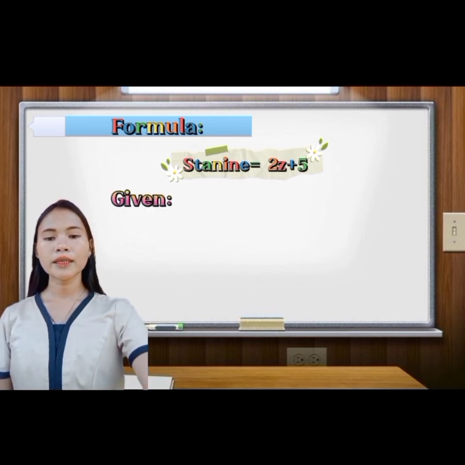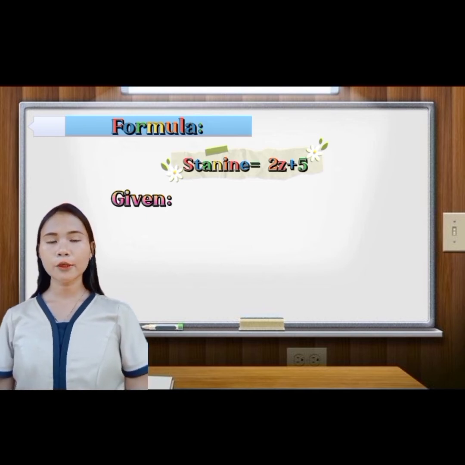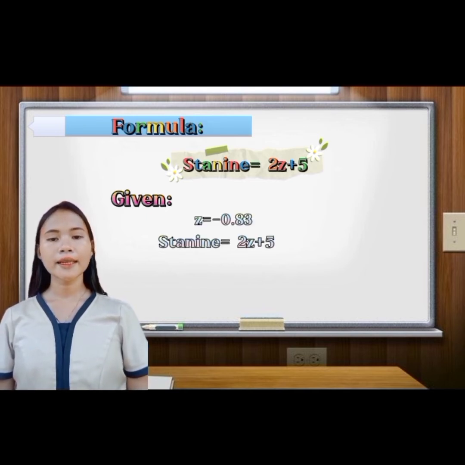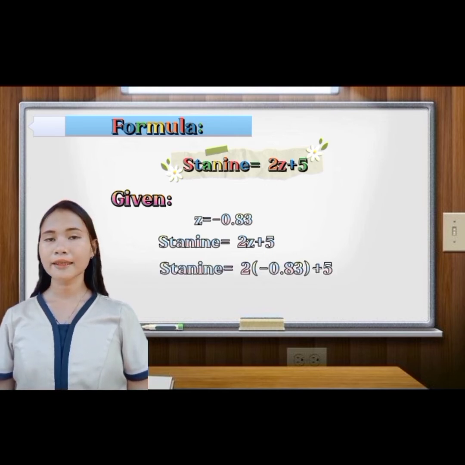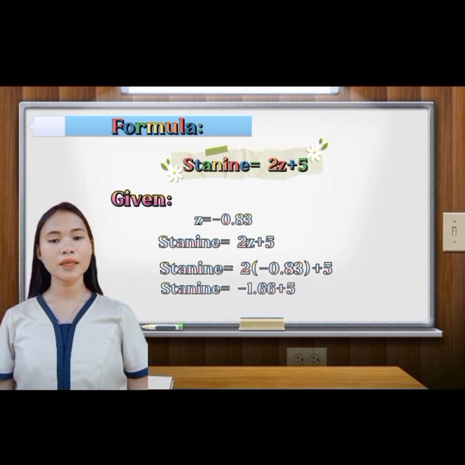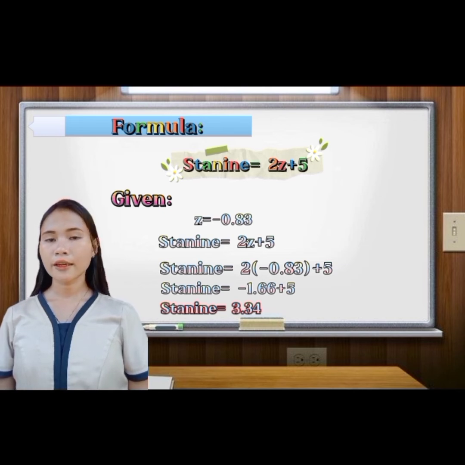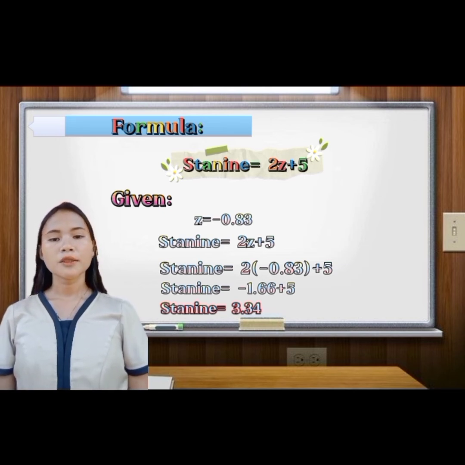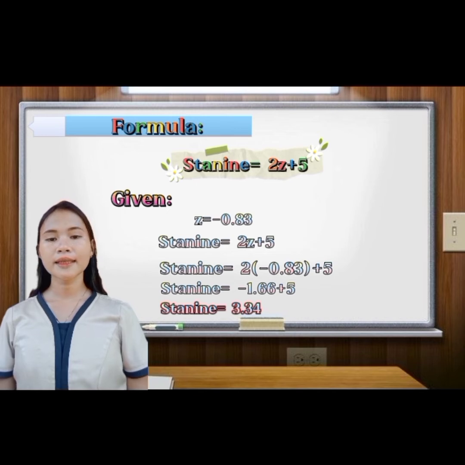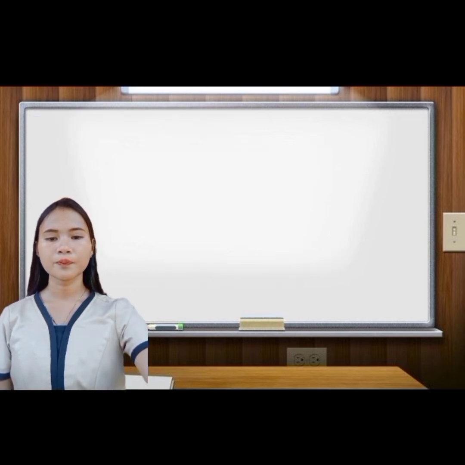So our given is our z-score earlier, which is negative 0.83. So stanine equals 2z plus 5. Stanine equals 2 times negative 0.83 plus 5. Stanine equals negative 1.66 plus 5. Stanine equals 3.34. So our stanine score is 3.34 if our z-score is negative 0.83.